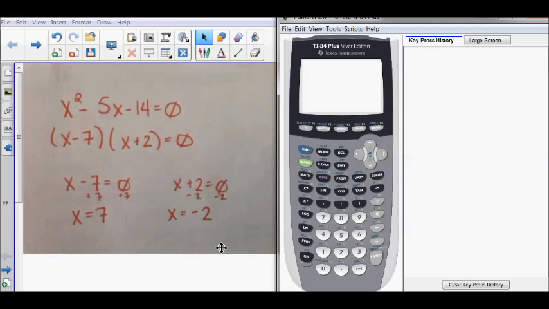Now I'll show you two ways to use the graphing calculator to verify that these indeed are the solutions. The first thing we can do is by graphing, and we'll go into y equals and enter the equation. I actually already have it entered in there: x squared minus 5x minus 14. I'm going to go ahead and delete this and select graph. There we have our quadratic function.